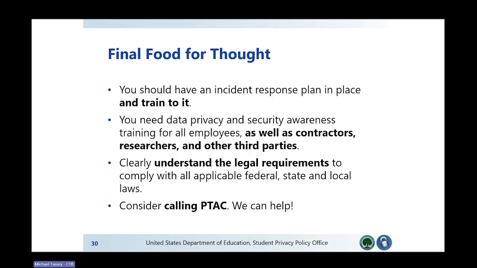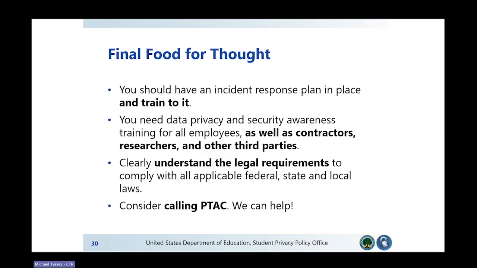If you don't have an incident response plan, you should have one. So work to get one in place and then train it. Make it boring. You want to make sure that folks understand where to go and that you have a team there and that it's properly resourced.